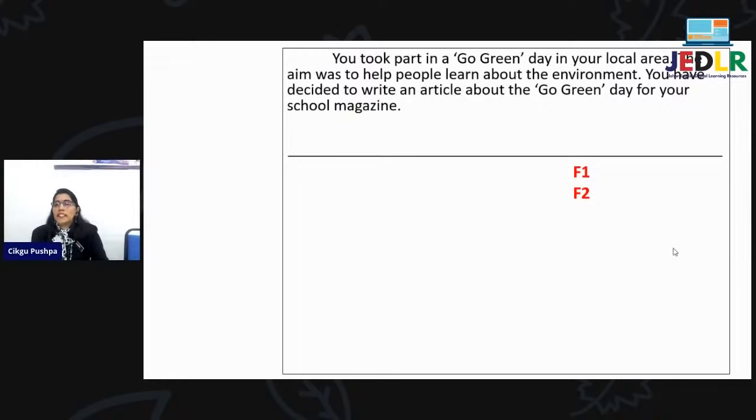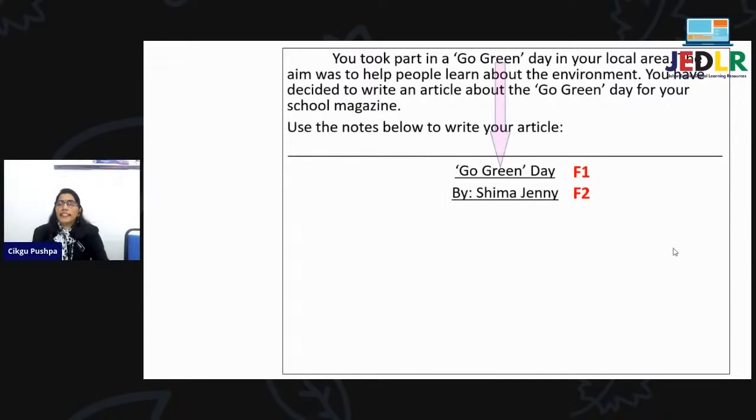If you read the question, the clue is already there, right? You took part in a Go Green Day. So that can be the title. You're going to get F1, and your F2 is to write the name of the writer. Since you are writing, you just write your name, right? Here the example, Shima Jenny. So you have 2 marks in your hand now.